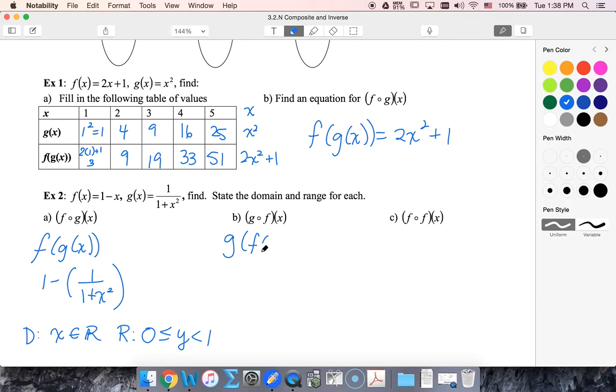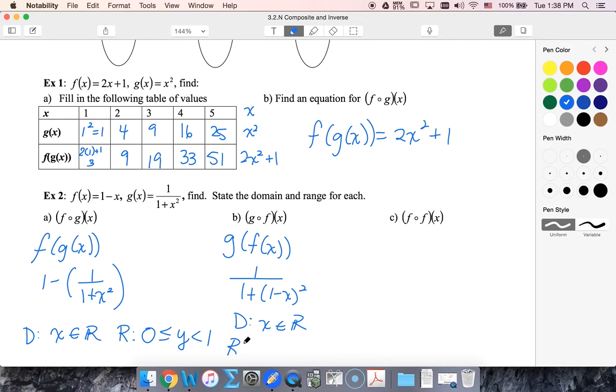For g of f, now I'm going to have 1 over 1 plus, I'm going to get the output of this and replace it for my x value. So now I want to know, is this quantity ever going to make negative 1? And of course it's not, because I'll always be squaring this. So again, my domain is all real values.